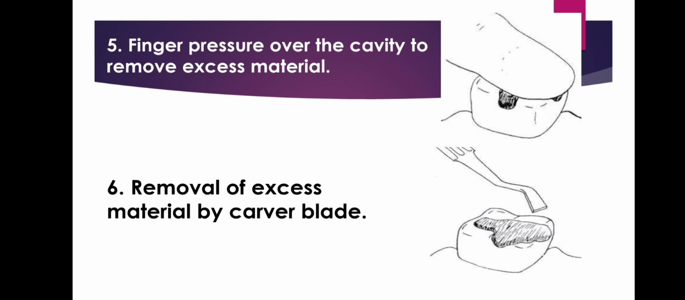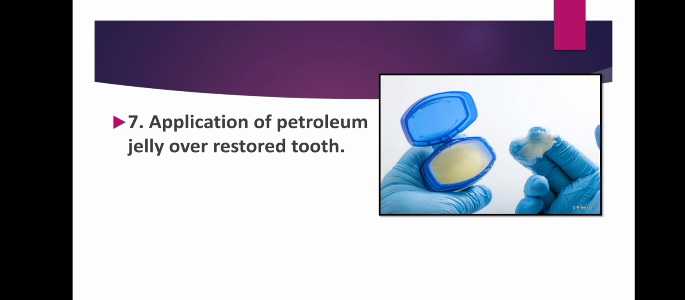A small amount of petroleum jelly is taken on gloved index finger and the soft restorative material is firmly pressed by the finger. Move the finger sideways after a few seconds. The time from the start of the mixing until the removal should not be more than 1 minute. Remove excess material by carver blade. Apply small amount of petroleum jelly over the restoration.